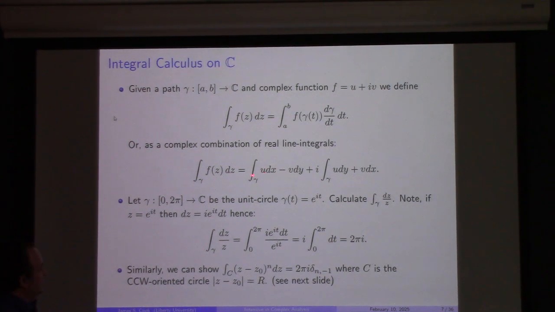If you think about it, you're going to have u times dx, right? And you're going to have iv times i dy. That gives you this minus v dy. You can factor the i out and you'd have the u dy plus v dx. So you can formally expect this rule, all right?